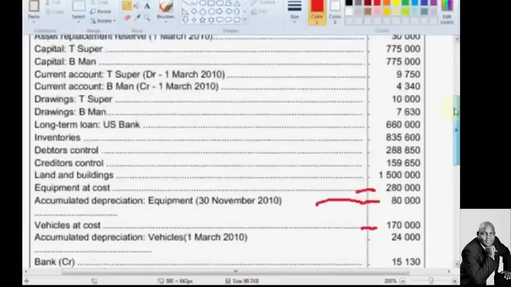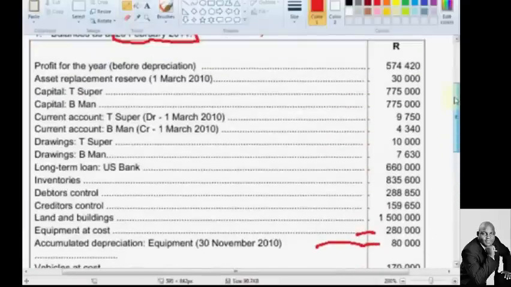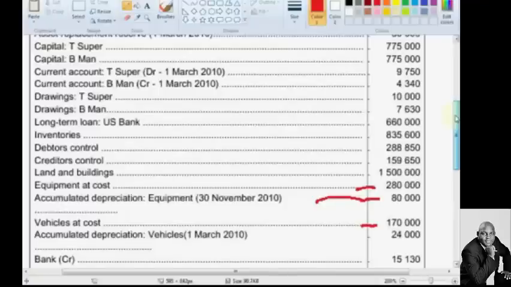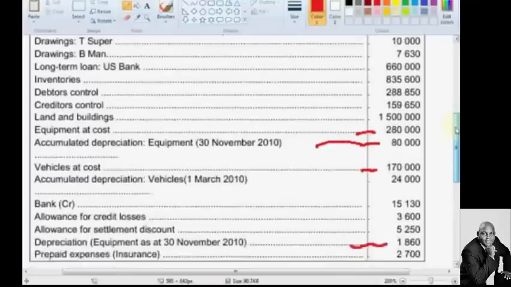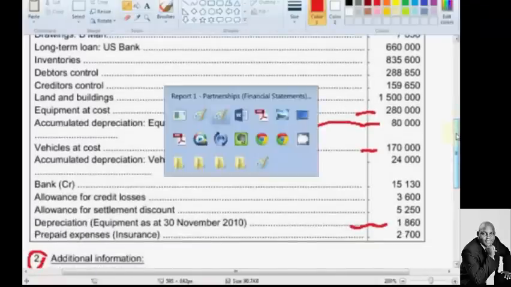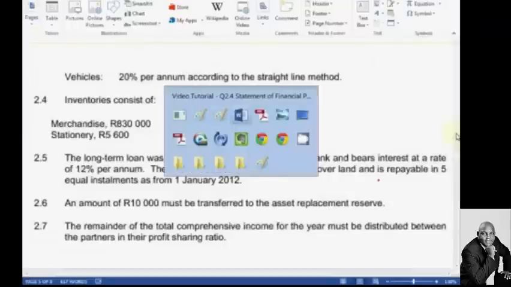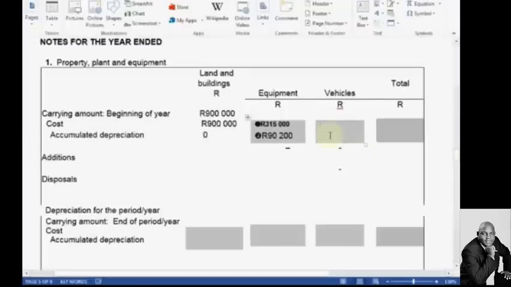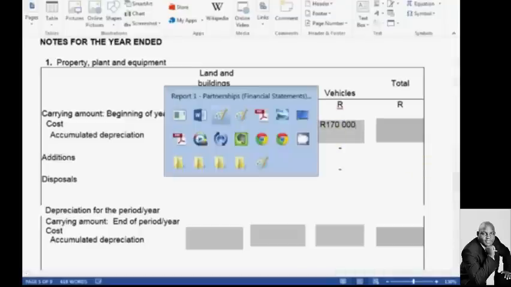We need to look for other places. You saw what happened last time: don't assume that's the only place, always look for anything on vehicles. Then you see there's nothing else. So we know that the cost of our vehicles, as far as we know, is 170,000.